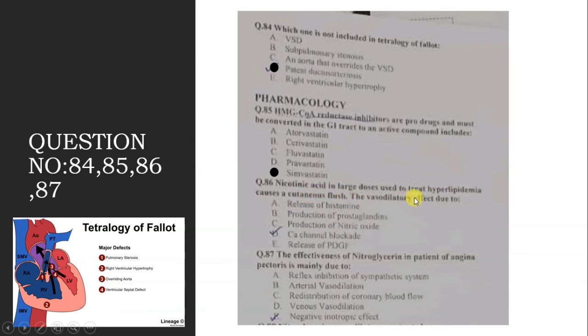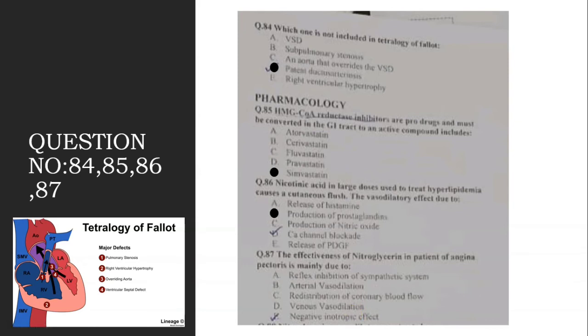Nicotinic acid in large doses used to treat hyperlipidemia causes a cutaneous flush. The vasodilatory effect is due to release of histamine, production of prostaglandin, production of nitric oxide, calcium channel blockade, release of PDGF. Nicotinic acid or niacin, which is vitamin B3, is also used to treat hyperlipidemia. It causes the inhibition of lipoprotein lipase. So it has a side effect which is called a niacin flush. It is due to the production of prostaglandins.